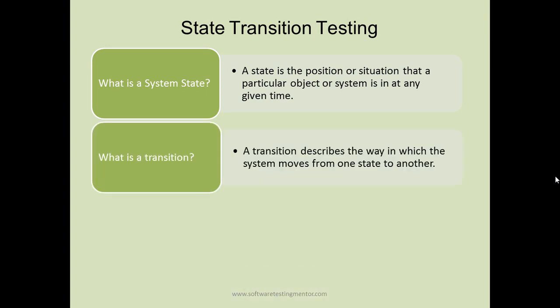Then what is a transition? A transition describes the way in which a system moves from one state to another. For example, when the car started moving from stationary to dynamic, what did we do? We started the engine, put on the gear and accelerated. So the transition describes the way. What was the way when the car started moving? We started the engine, put on the gear and accelerated the car. So that's the transition.